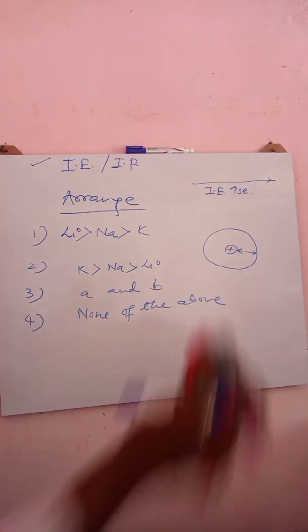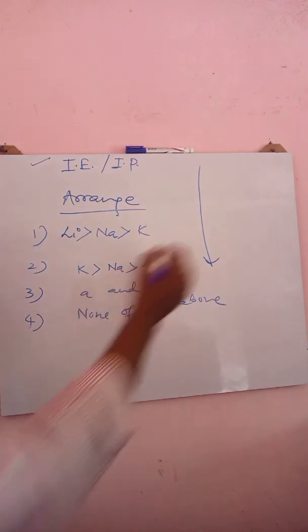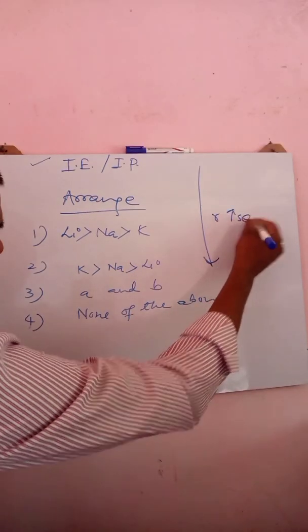That's why ionization enthalpy increases when we move left to right in a period. Similarly, if we talk about top to bottom in a group, when we move top to bottom in a group, atomic size increases.